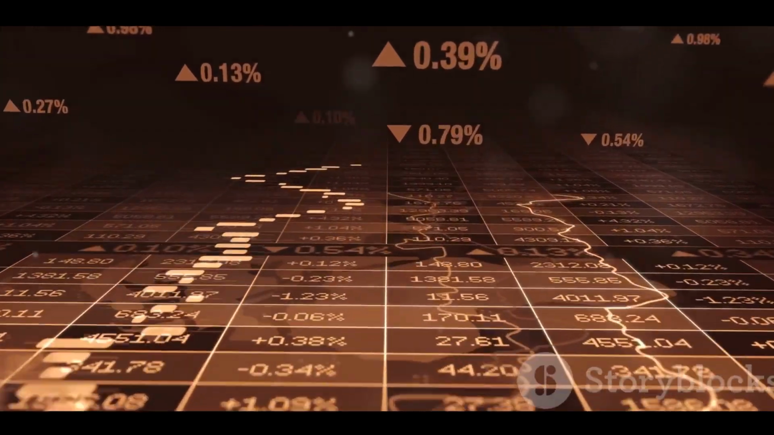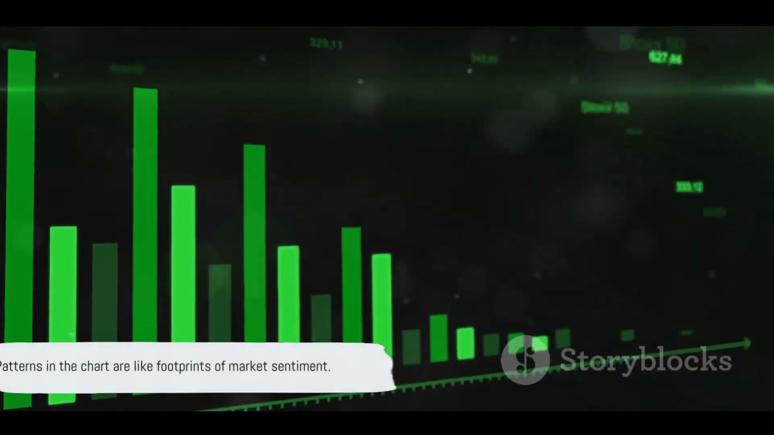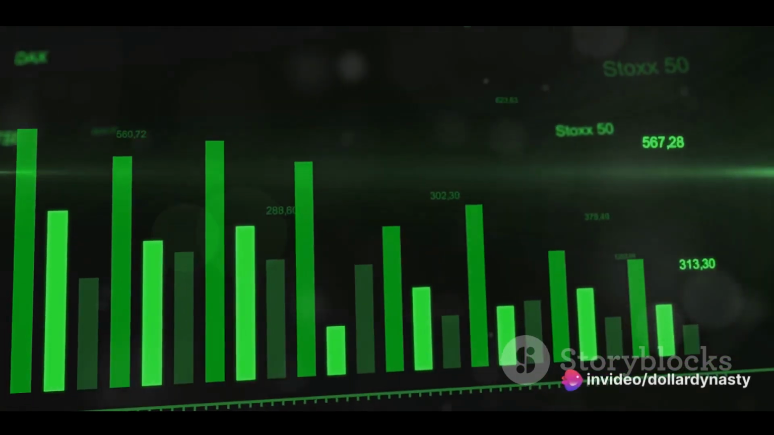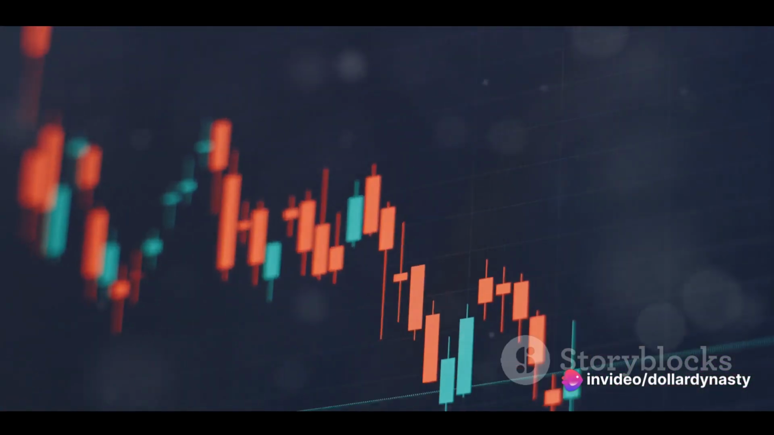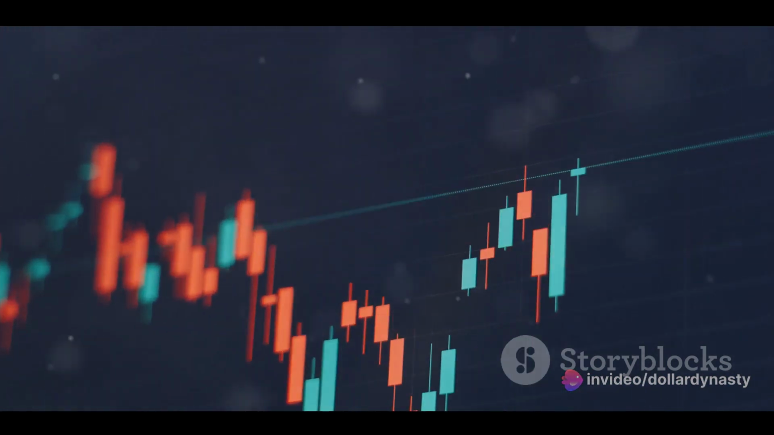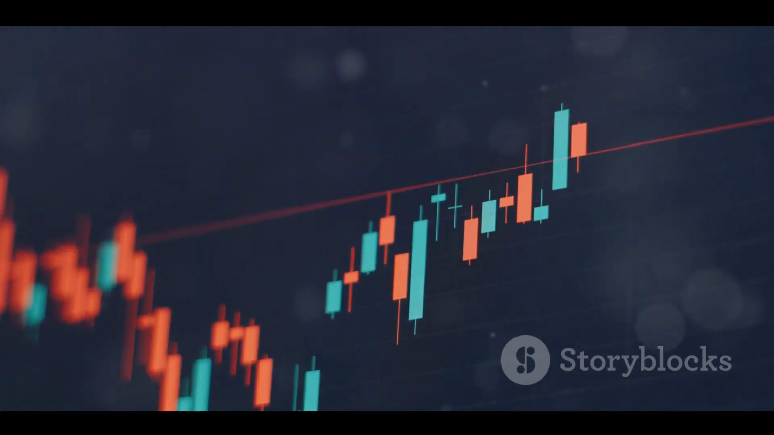Let's dive deeper. Patterns in the chart are like footprints of market sentiment. Now let's talk about some of the most common patterns you'll encounter when analyzing stock charts: head and shoulders, double tops and bottoms, and trend lines.